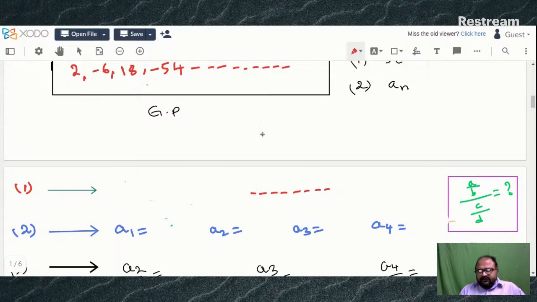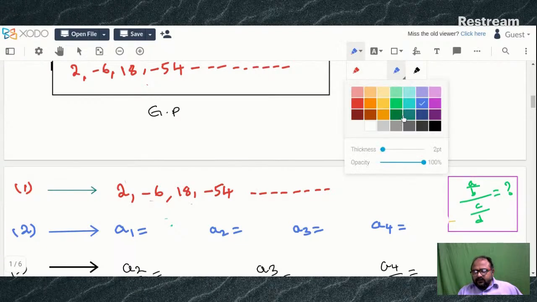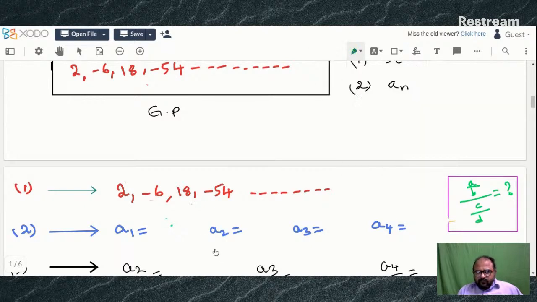Now let us note down the given list of numbers. The given list of numbers: 2, minus 6, 18, minus 54. Now from this you can write a1, that is the first term, it is 2. Second term minus 6. Third term 18. Fourth term minus 54.